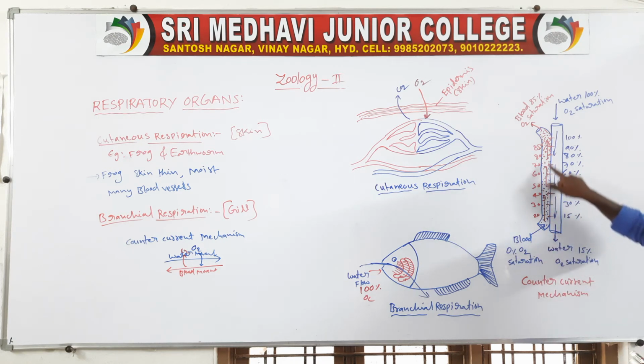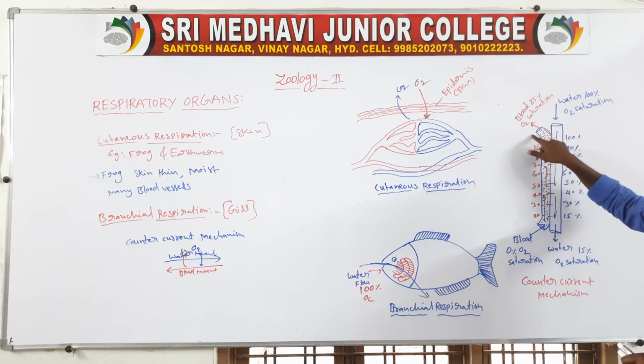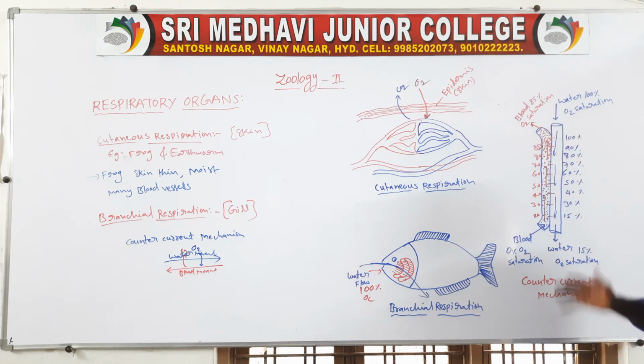These move in opposite directions, and they increase the O2 percentage of the blood. Finally, at the gills exit, the blood percentage is 85%. So this is the counter current mechanism.